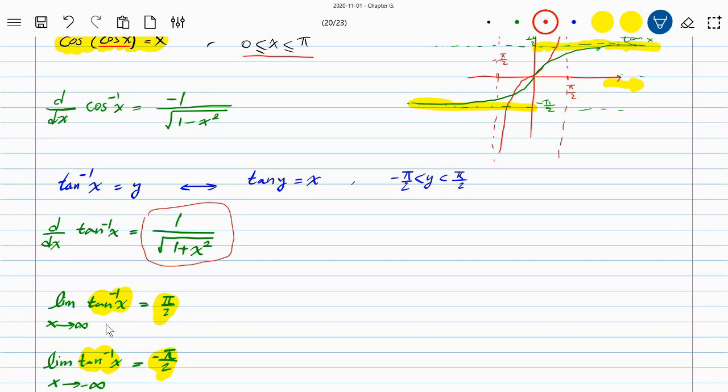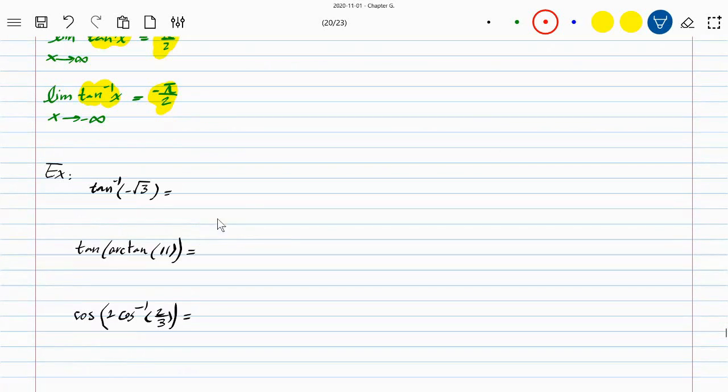Okay, now that we know these, let me go through a couple of examples just to make sure that we get the idea. So what is tan inverse of negative root 3? If you think about it, tan inverse of root 3 means: what is the angle whose tangent equals root 3? These two statements are equivalent to each other. Remember, we turn exponential to log and log to exponential. This is the same relation.